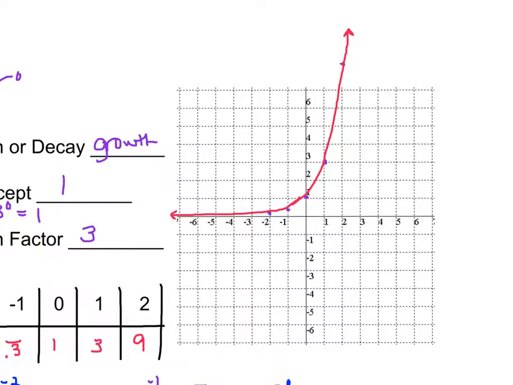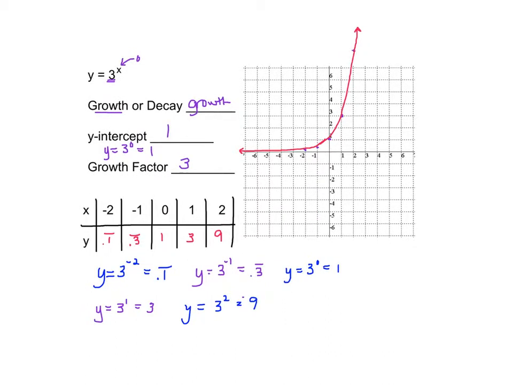Exponential growth graphs, they get faster in a hurry. That's why we went over 2 and we were already up 9. If we went over 3, we'd be up to, I think, a 27. So they get bigger in a hurry for sure. So that's how you would graph an exponential growth function.